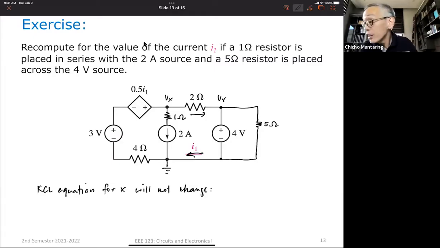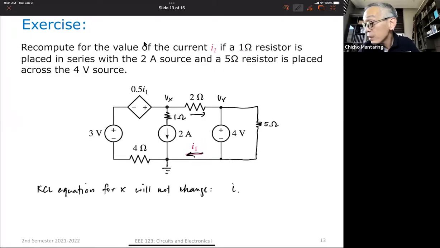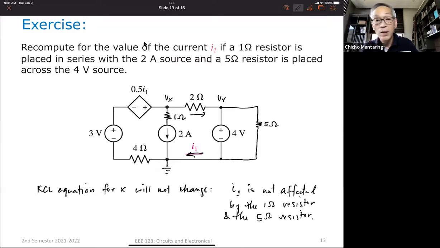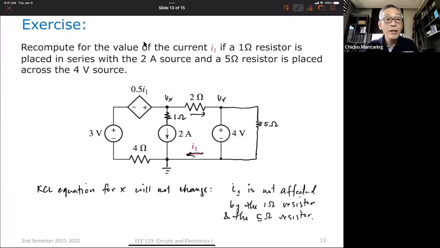Okay. So in this particular case, I1 is not affected by the 1 ohm resistor and the 5 ohm resistor. Okay, that's actually my last example. No, and in this particular example, I just wanted to illustrate that fact, no, because it's not very obvious.